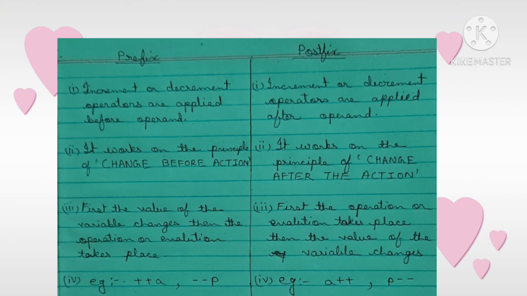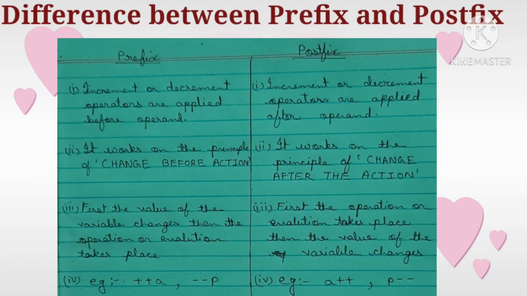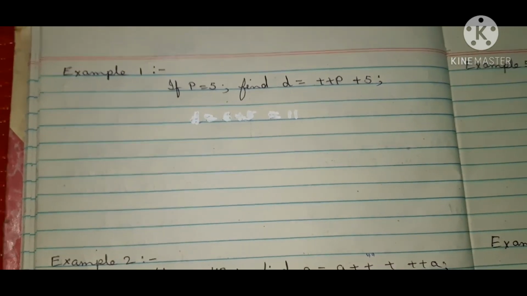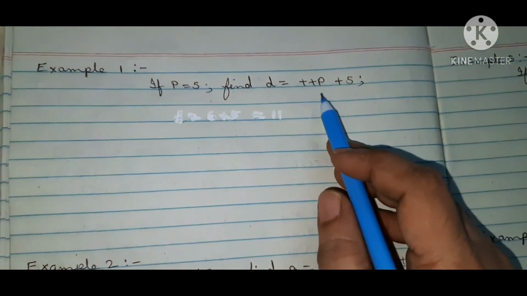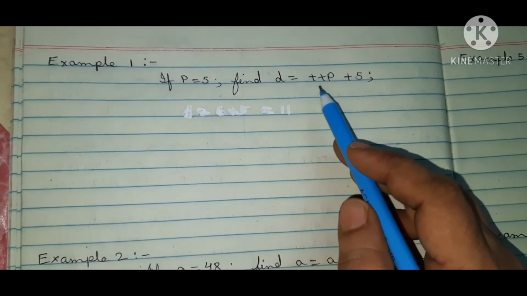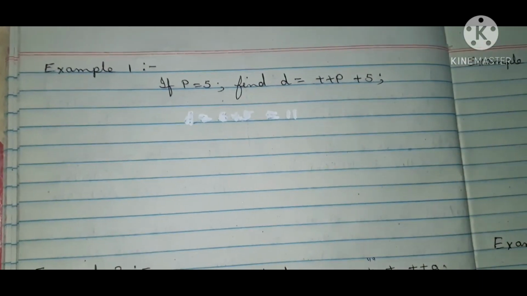In prefix, first the value of the variable changes, then the operation or evaluation takes place. But in postfix, first the operation or evaluation takes place, then the value of the variable changes. Examples of prefix are ++a or --p. Examples of postfix are a++ or p--. So let's see an example of how to use the postfix and prefix of the increment and decrement operator.